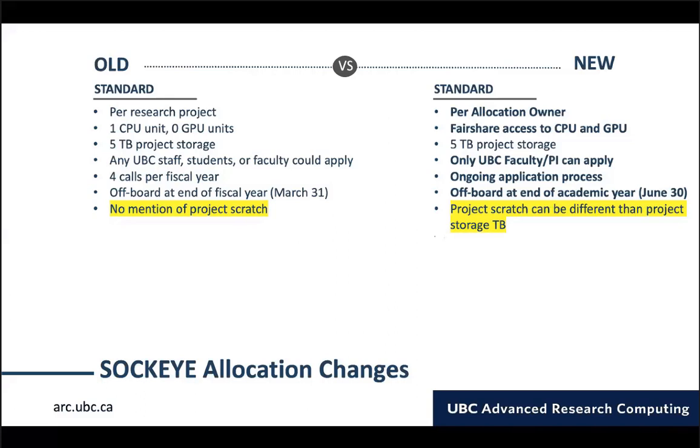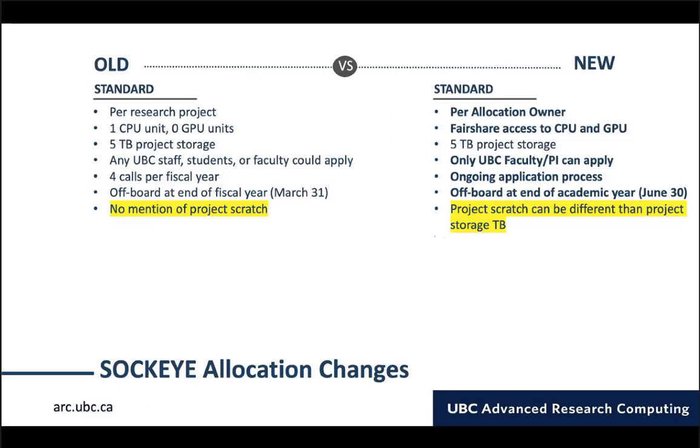Again, the other big change is allocations can only be awarded to faculty or PIs. Previously for the standard, there were 4 calls per fiscal year. We have now, very excitingly, made these ongoing. You can apply for a standard allocation at any point during the year, whenever you need access.